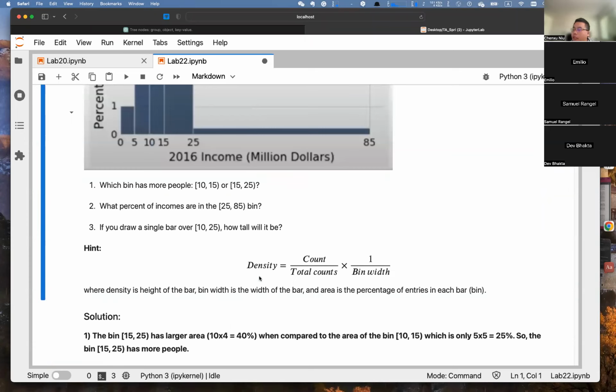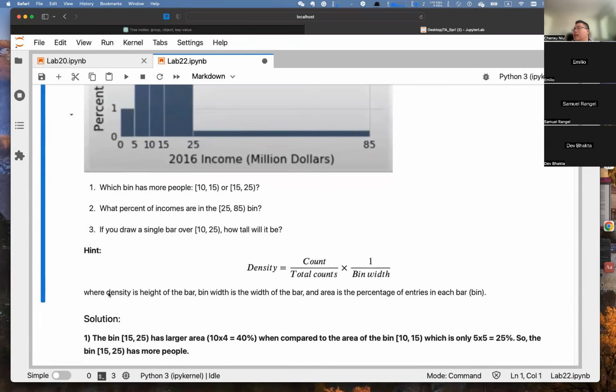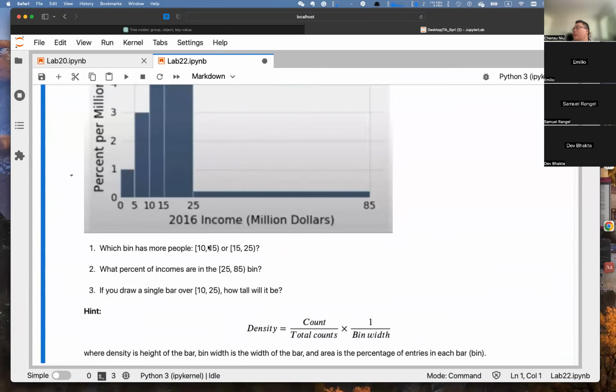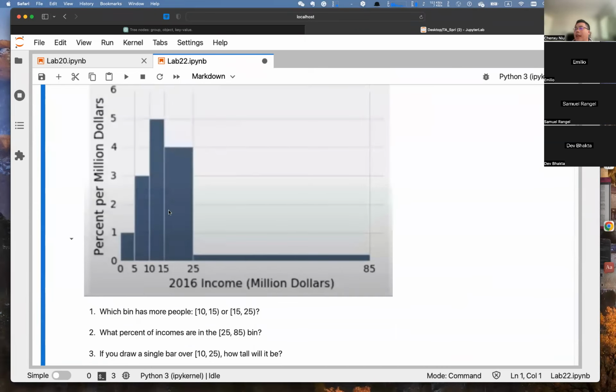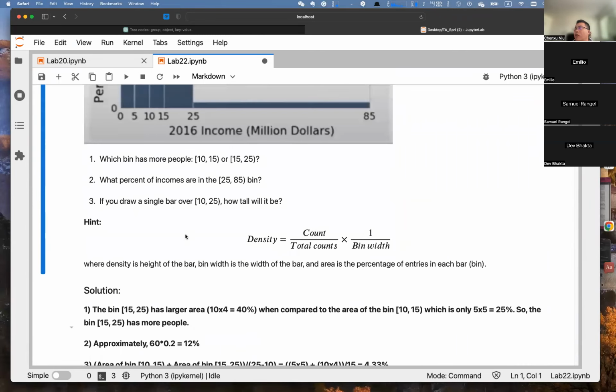First of all, we need to know the definition of density: count divided by total counts, multiplied by 1 divided by bin width. So the density is the height of the bar, the width is the width of the bar, and the area is the percentage of each bar. Here, this 1% per $1 million, this percent will be the area, not only the height or the width. So we need to do some more calculations.